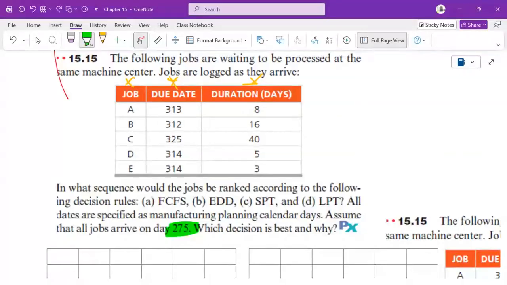I'm going to solve this using two methods. Which methods? Maybe EDD and SPT: short processing time and earliest due date. There. We're going to solve it using that.